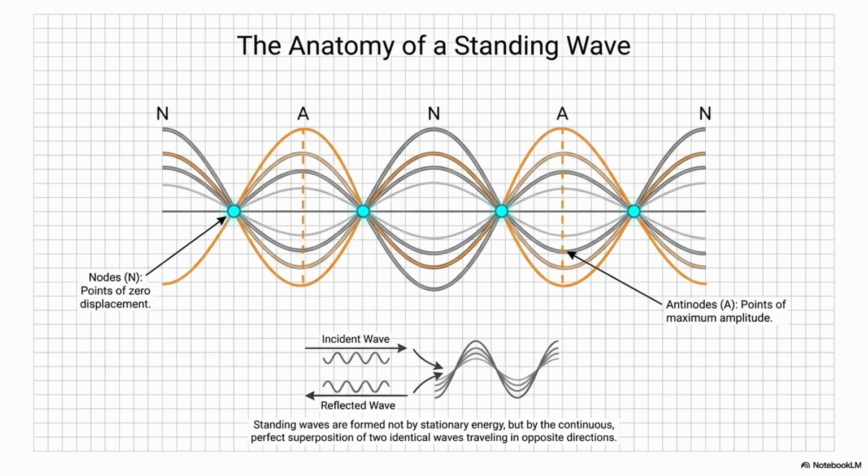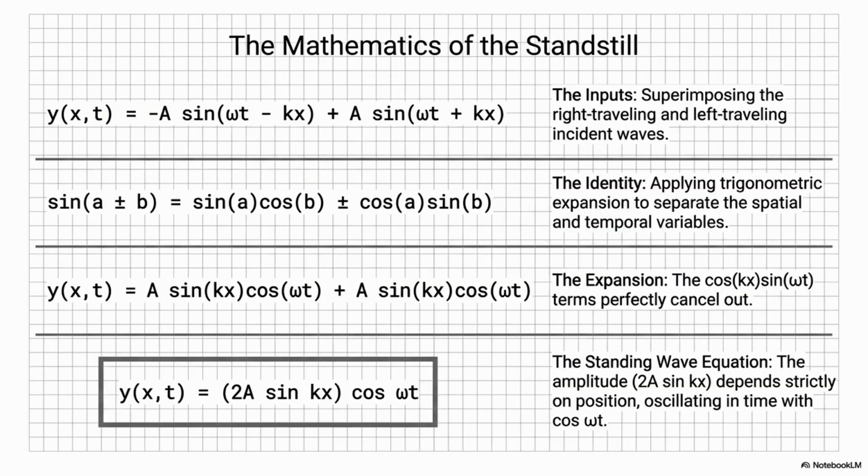Okay, moving to slide 6. This one is titled The Mathematics of the Standstill. And I'm not going to lie, it looks a bit intimidating. So a lot of trigonometry. Yeah. Sure. They apply a trigonometric expansion, sine of a plus or minus b, to get this final equation: y of x and t equals 2A sine kx times cosine omega t. Which is quite the mouthful.